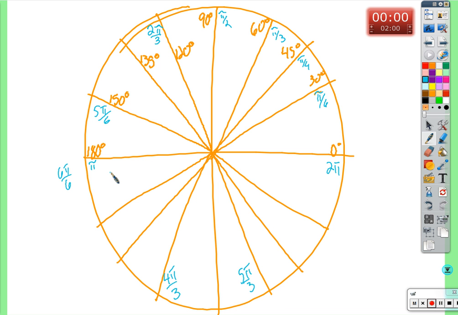What about 135? Well, if you move by sixths, you're not going to get to 135. A sixth is the same as 30. So from 30 to 60, 90, you wouldn't hit 135, you'd go 120, 150. 7 pi over 6, 8 pi over 6, 9 pi over 6. Let's simplify.